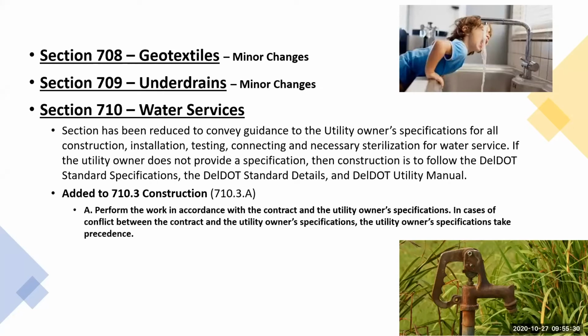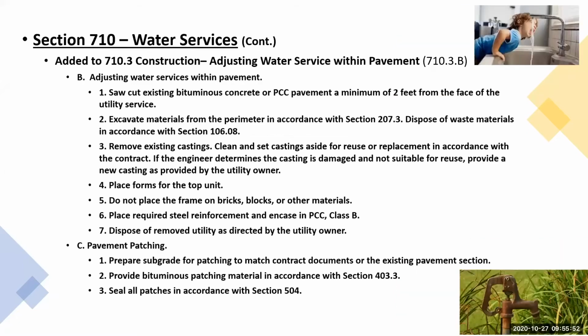We take a little bit of the not getting as specific in our spec. We're going to defer to them. If they do not provide a specification, then the construction will follow the DelDOT standard details and DelDOT utility manual. But the key here is that the order of precedence starts with the utility owner specifications. It overrules ours. And here's some of the things that were added with adjusting water service within the pavement. So it includes all of these items that are outlined in 1 through 7.